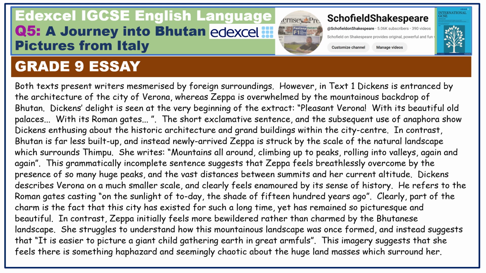In contrast, Zeppa initially feels more bewildered rather than charmed by the Bhutanese landscape. She struggles to understand how this mountainous landscape was once formed, and instead suggests that it is easier to picture "a giant child gathering earth in great armfuls." This imagery suggests that she feels there is something haphazard and seemingly chaotic about the huge land masses which surround her.